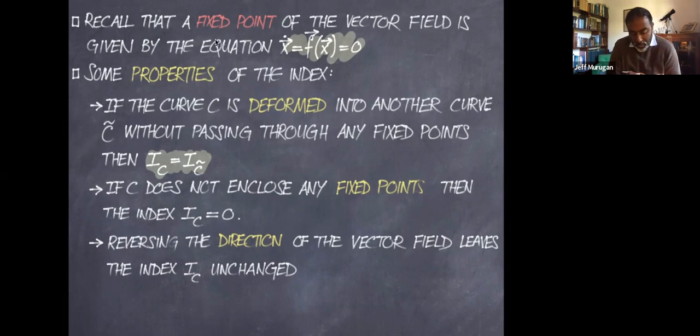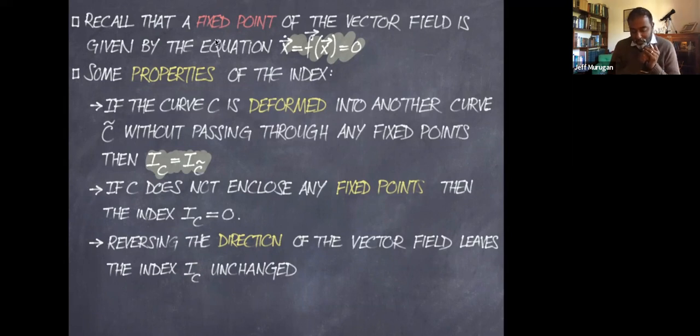Okay. The next point to note is that if the curve C does not enclose any fixed points, then its index is 0. And the reason for this is because of the first point. I can always deform this thing. If it doesn't include any fixed points, I can always deform it to a point, in which case the index through that is 0. Nothing changes as I traverse the point because the point is a point.